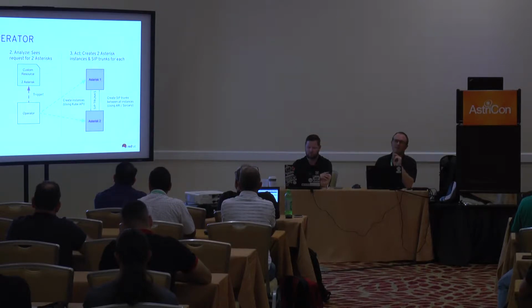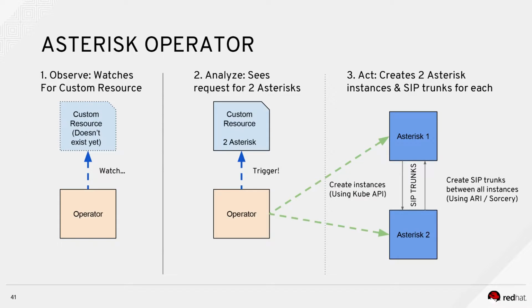So this is what we're going to demonstrate, this particular application flow. And we start in the same way. We're going to observe a custom resource. It starts, and that resource doesn't exist, so it sits there with a watch. Once it finds that there is a custom resource available, it's going to analyze it. And it's going to have a little bit of metadata stored there that says how many Asterisk instances do I want? So we'll say, oh, I found 2.